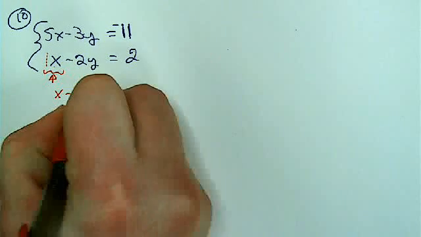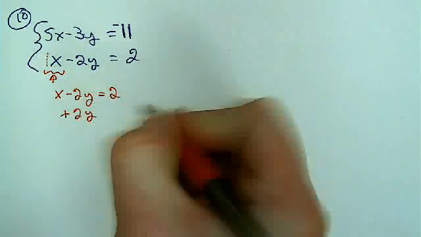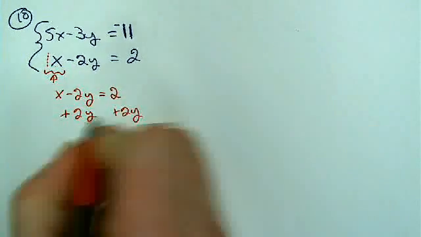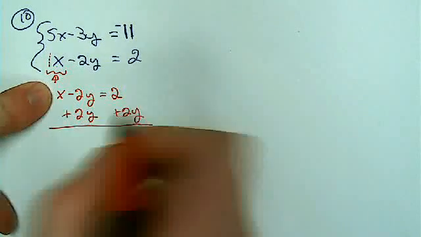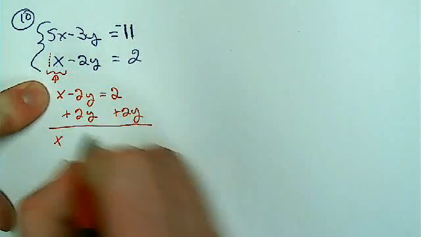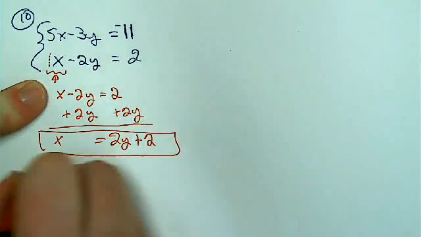X minus 2y equals 2, for x. So what do I have to do with it? I just add 2y to each side. That's exactly what you have to do. Add 2y to both sides. When you're solving for a variable, you want to get it all by itself, so you remove everything else by doing the opposite. It'll be on the other side.